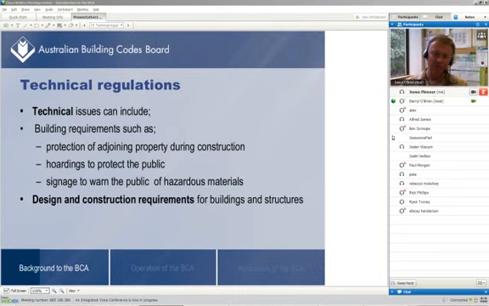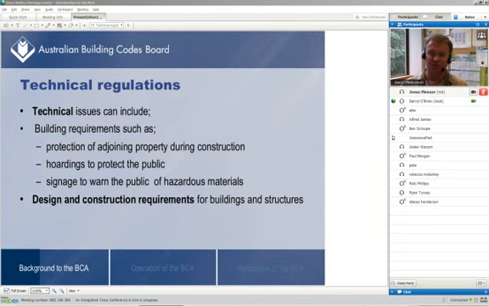In addition to that, quite often states and territories will have other codes or legislation that you have to comply with. In Queensland, there's a suite of building codes or construction codes, I guess you could call them, called the Queensland Development Code.